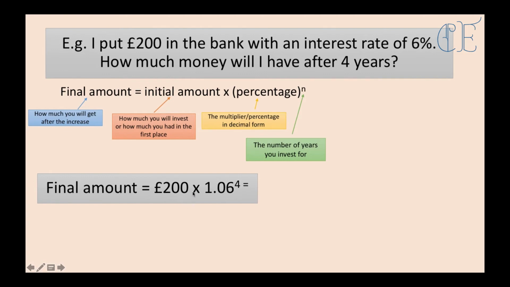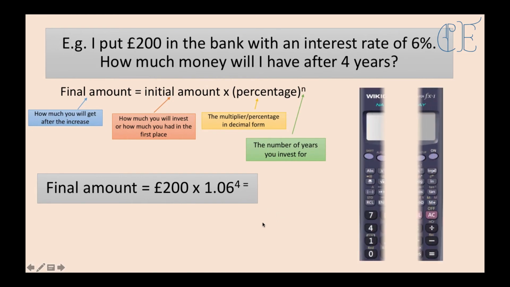If I just did 200 times 0.06, it would just tell me how much money I would make on top. It wouldn't tell me how much money I make altogether. So it wouldn't actually give me my final amount. So I need to put the 1.06, and also be careful because if I put 0.6, it would be 60%, not 6%. So be careful. And then my 4 is the number of years. So let's have a look at that on a calculator.